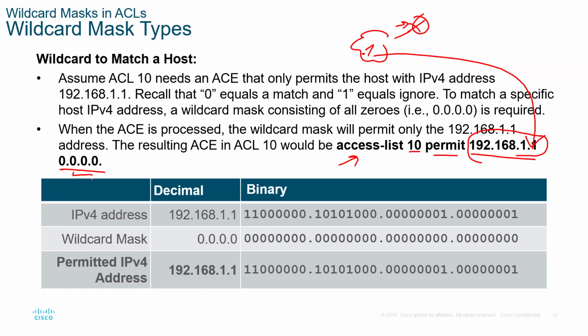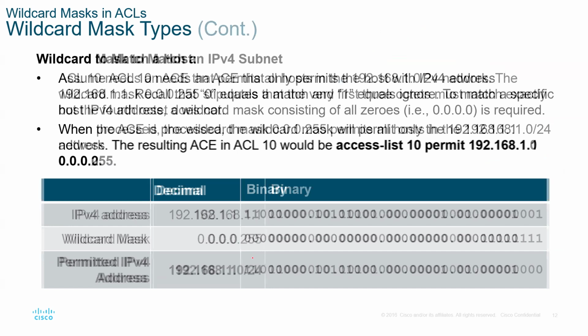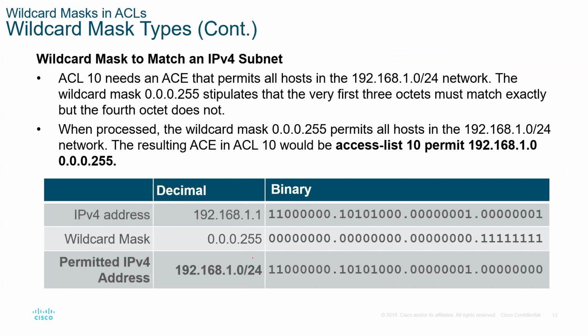For my host it is pretty simple because we're matching everything. This is an example you're matching here. We have the IP address here and the wildcard mask here. If I have a zero, I'm matching. If I get a one, I ignore, I get everything. This one is easy. Then if you want to match a subnet, you subtract the subnet mask from quad 255.